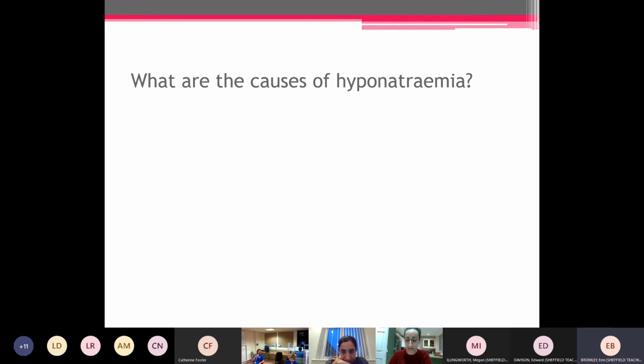All right. CCF, yeah. So do you know why that causes hyponatremia? Shift fluids in the wrong place. Yeah, so they're overloaded essentially.